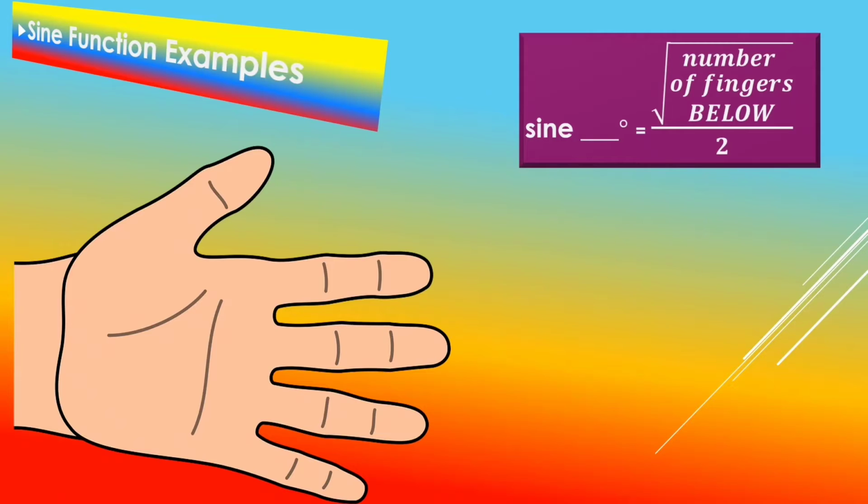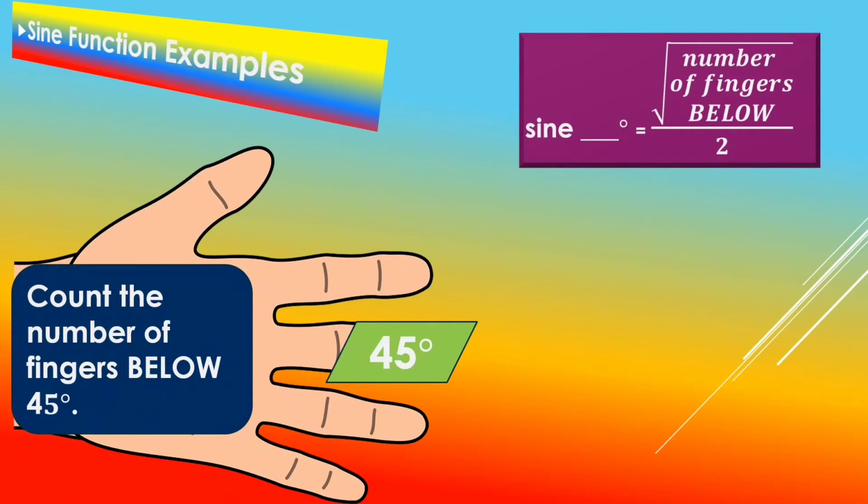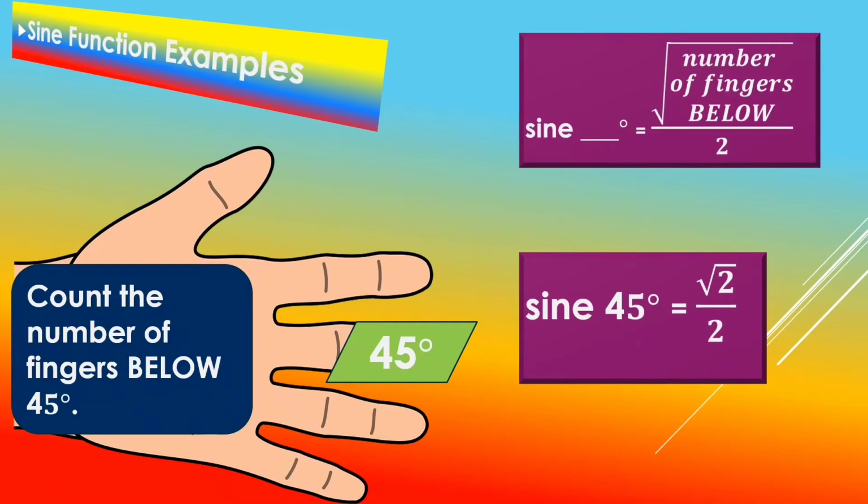So let's have an example for sine function. For example, we have sine 45 degrees. So all you have to do is to count the number of fingers below 45 degrees. So sine 45 degrees is equal to the square root of 2, which is the number of fingers below, over 2. Hence, our sine 45 degrees is equal to the square root of 2 over 2.